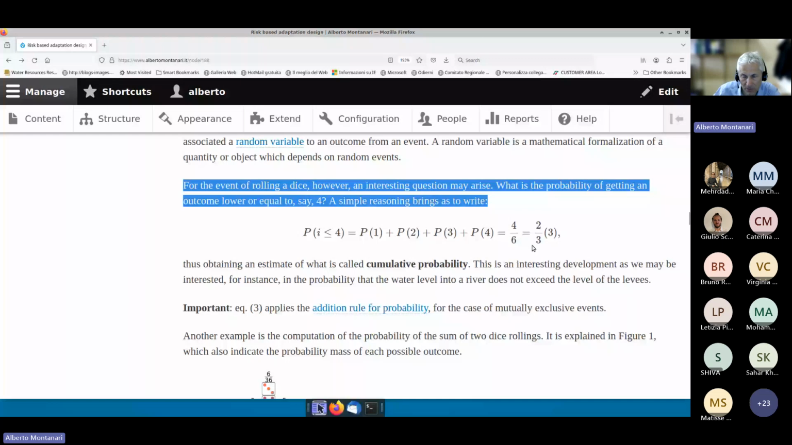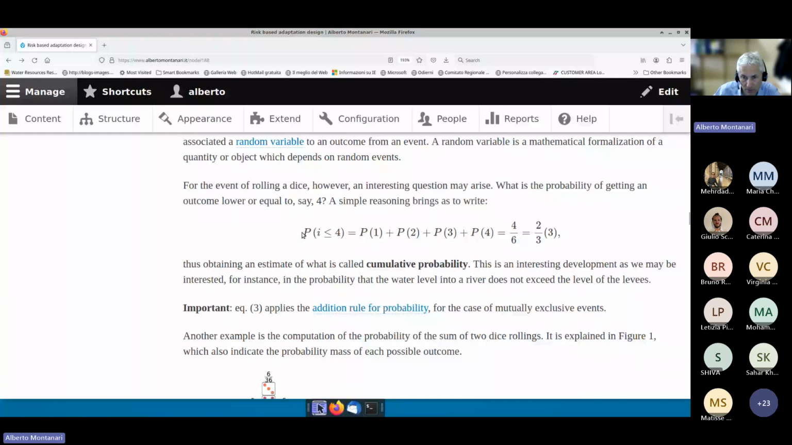What is this? It's the probability of not exceedance of 4. And this is called cumulative probability. When we talk about probability of not exceedance, it's called cumulative probability. And this is interesting because, as I said, for floods, we are interested in the probability that the water level doesn't exceed the level of the levees.